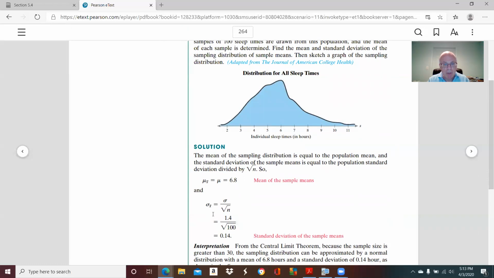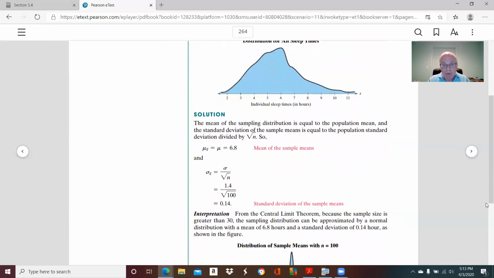I'm going to refer to sample error from now on. That means the standard deviation of the sampling distribution of sample means. Okay, so there we go. There's our mean and there's our standard deviation.